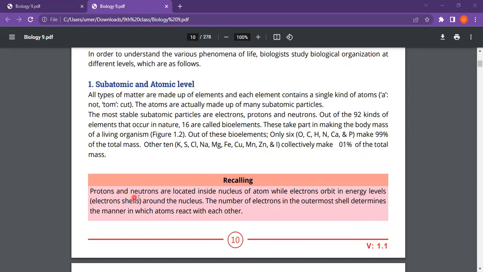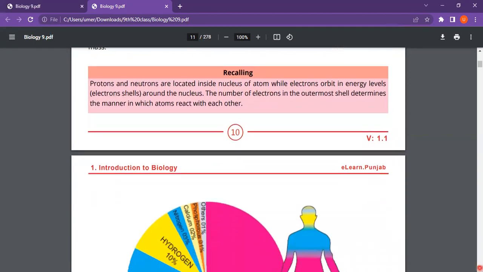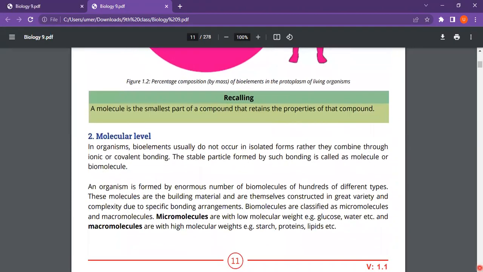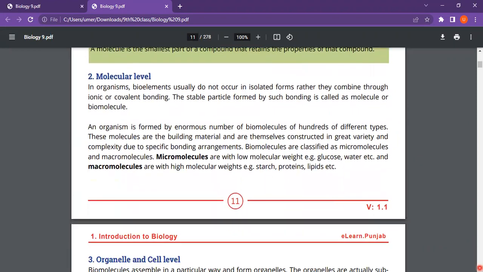Recalling, protons and neutrons are located inside the nucleus of atoms, while electrons orbit in energy levels or shells around the nucleus. The number of electrons in the outermost shell determines the manner in which atoms react with each other. Recalling, a molecule is the smallest part of a compound that retains the properties of that compound.